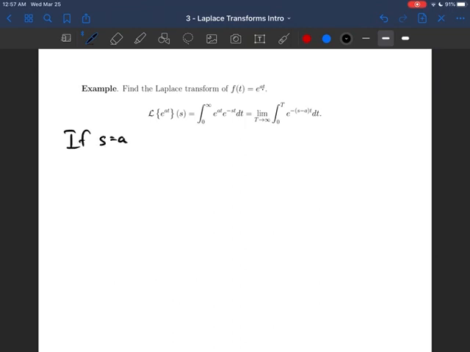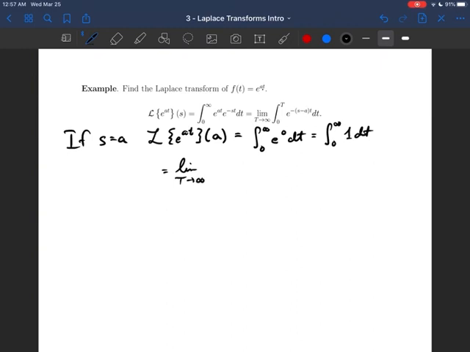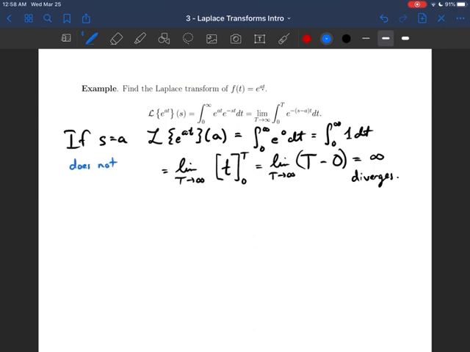First of all, if s is equal to a, then the Laplace transform of e to the at is equal to the integral from 0 to infinity of e to the 0 dt. So that's the integral from 0 to infinity of 1 dt. Writing that out properly, that's the limit as T goes to infinity of the antiderivative, t, evaluated from 0 to T. Plugging in, that's the limit as capital T goes to infinity of T minus 0, and that, of course, is infinity. It diverges. So for s equals a, we conclude that the Laplace transform does not exist. That's a little bit discouraging. Oh well, let's continue on.